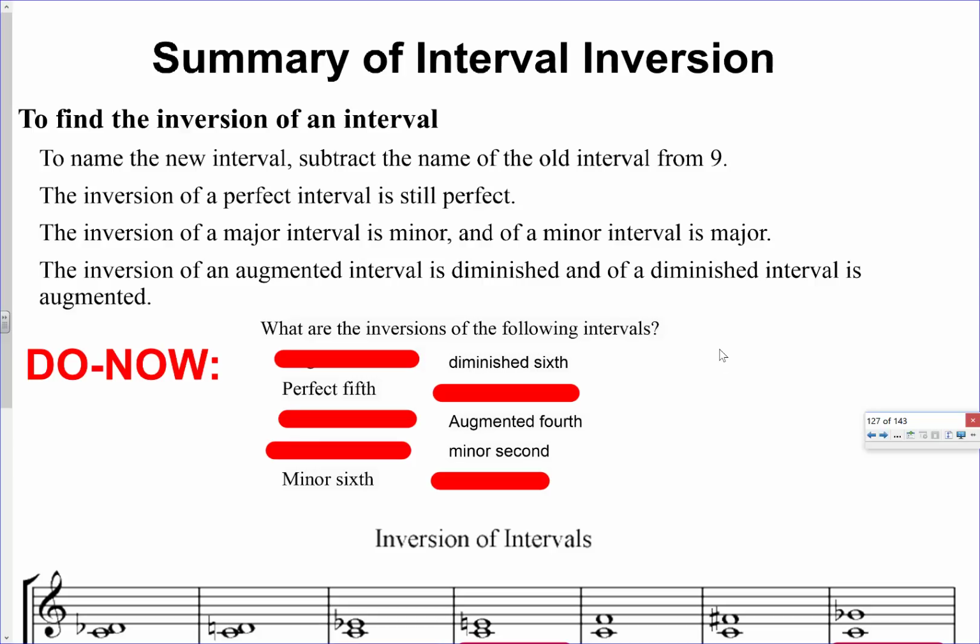So let's just summarize interval inversion. To find the inversion of an interval, what you do is to name the new interval, subtract the name of the old interval from 9. The inversion of a perfect interval is still perfect. The inversion of a major interval is minor, and of a minor interval is major. The inversion of an augmented interval is diminished, and of a diminished interval is augmented.